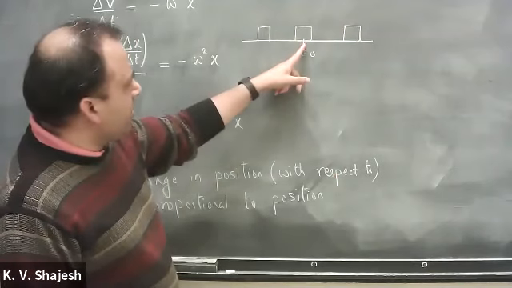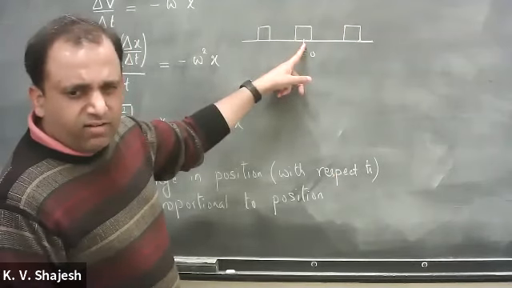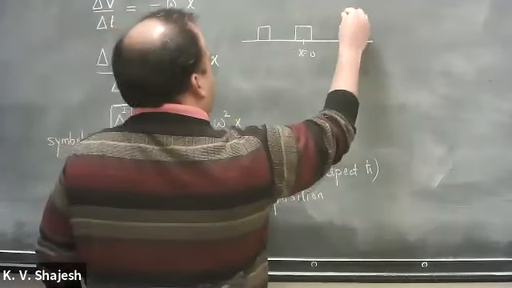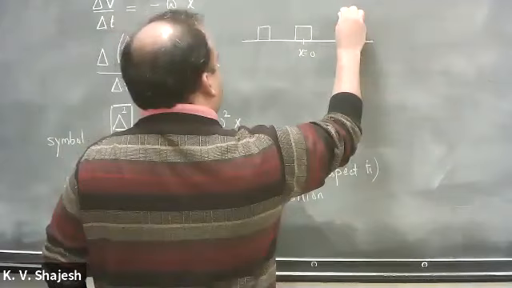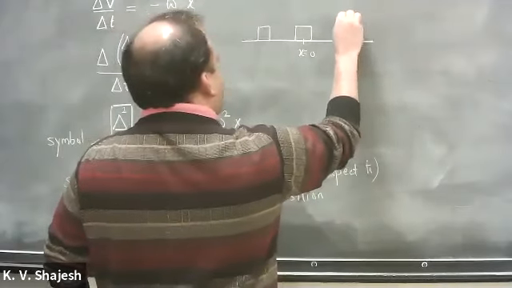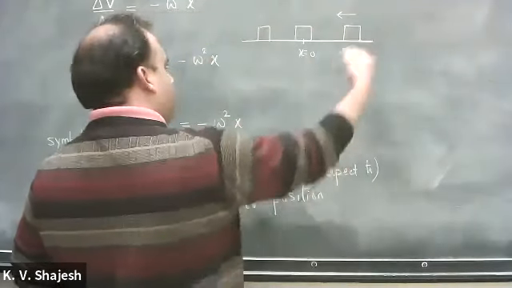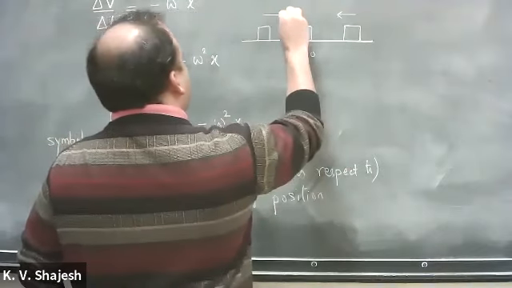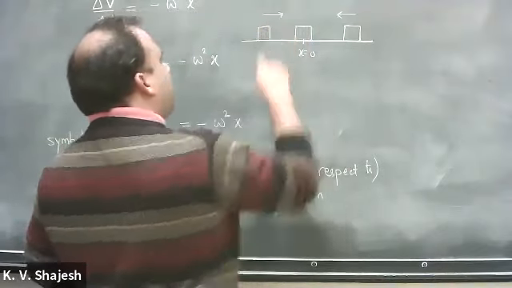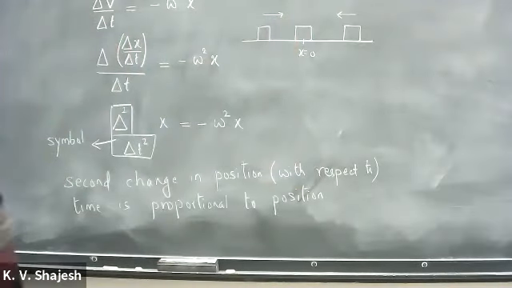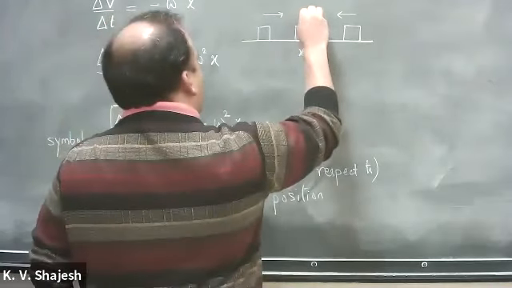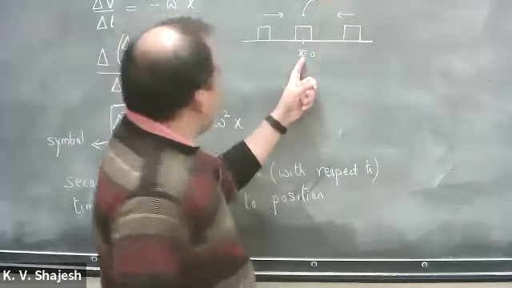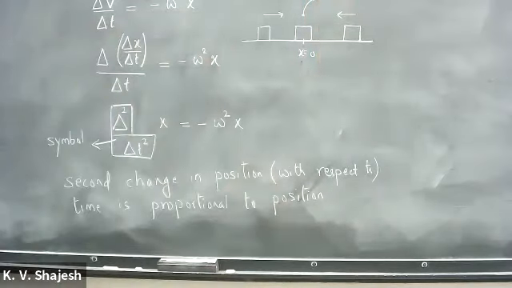So what is the acceleration at this point? It's 0. If acceleration is 0, force is 0. At this point, the force is maximum. So if it is on the extreme right, force is maximum, and it is negative of that, so that's in this direction. So acceleration is also towards the center, and when it is in here, that's towards the right. And right at this point, acceleration is equal to 0. When you reach x equal to 0, acceleration is 0.